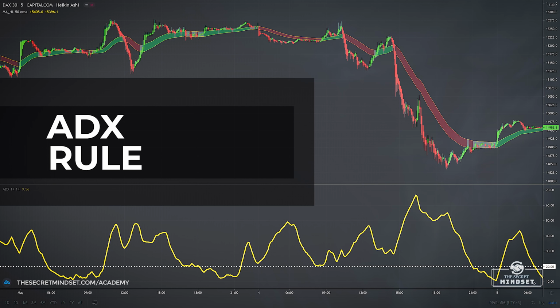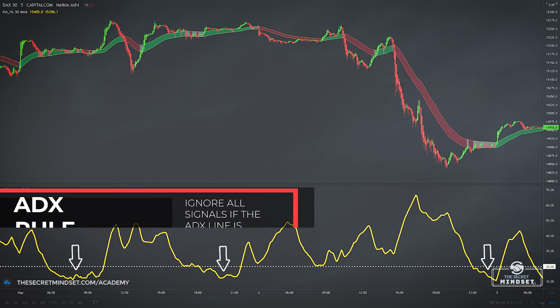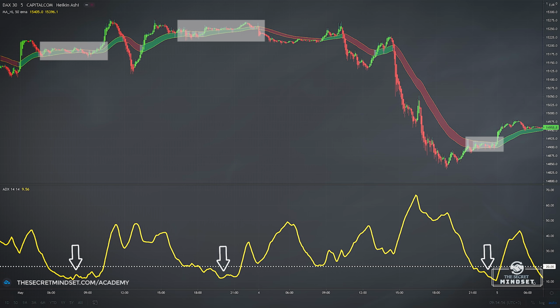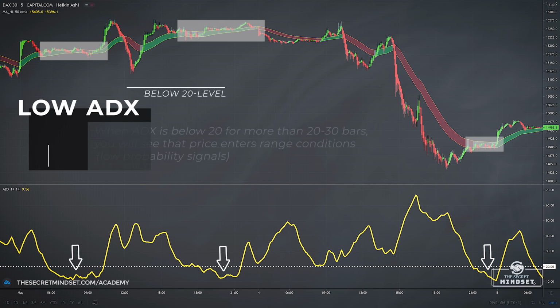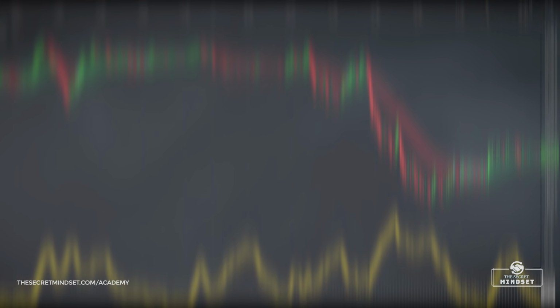ADX values will help you to identify the strongest and most profitable signals. I personally ignore all signals if the ADX line is below 20. ADX readings above 20 suggest that the trend is strong enough for trend trading strategies. Low ADX is usually a sign of accumulation or distribution. When ADX is below 20 for more than 20 or 30 bars, you will see that price enters range conditions, so ignore the signals that we find, because they will have a low probability of working out.